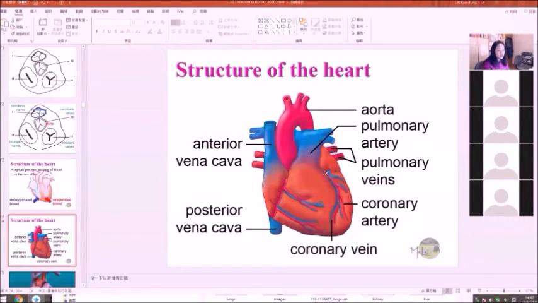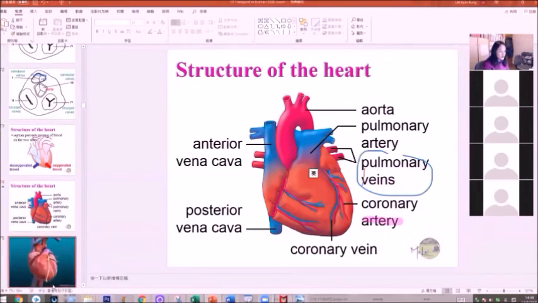Can you circle the blood vessels which supply oxygen to the heart? Which blood vessels supply oxygen to the heart? It seems that there are some difficulties. Let's look at this short video before we move on.